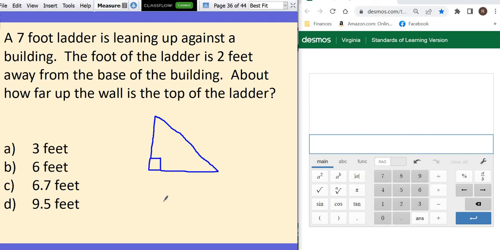There's your right triangle. It does not have to be perfect, but you've got it. A 7-foot ladder. So the ladder leans, so we're going to put that right here. The foot of the ladder is 2 feet away from the base. When they talk about the foot of something or the base, that means that side's at the bottom.